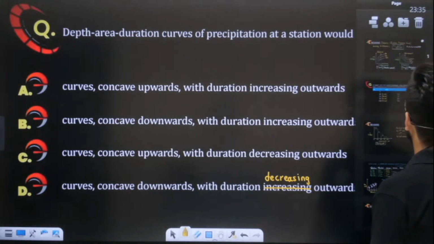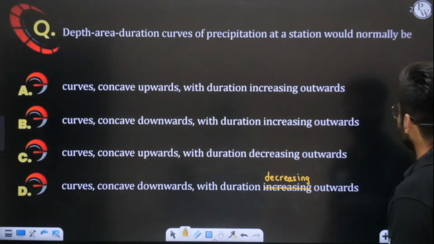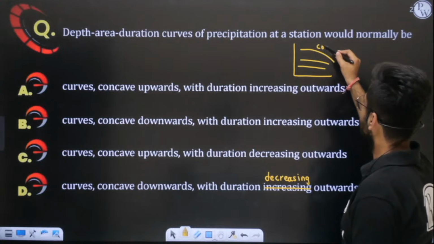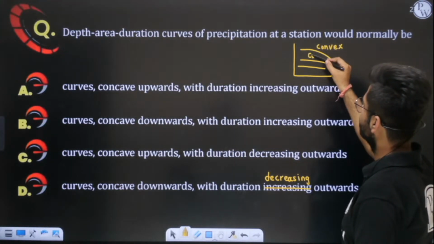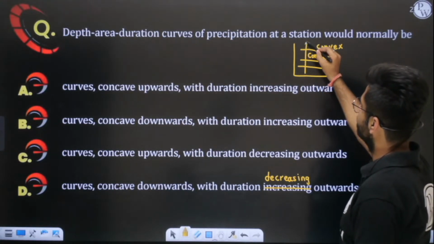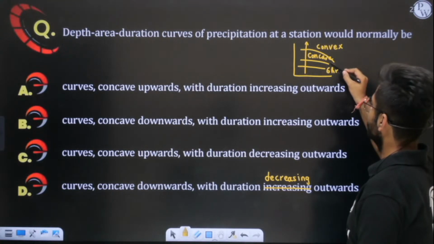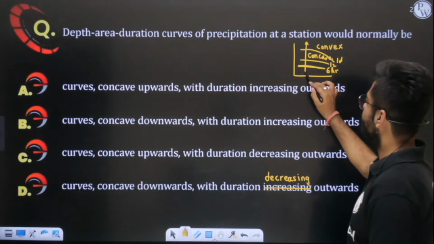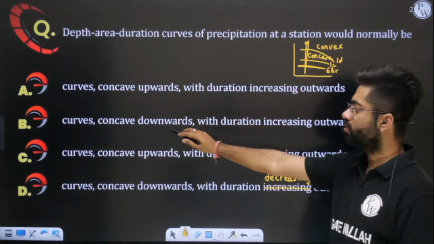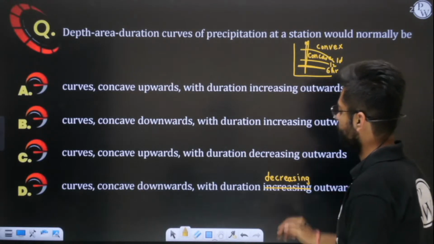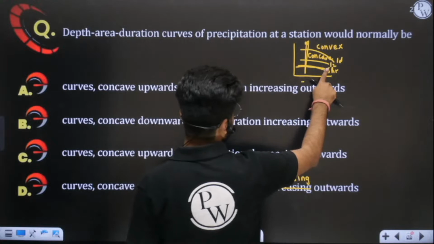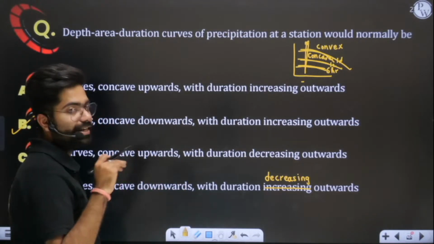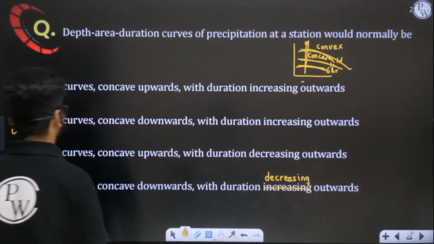I have told you about the DAD curve. Sorry, we have deleted that slide, but no issues. DAD curves are like this. From upwards they are convex and from downward they are concave. And one more thing, when we go outwards, duration increases. Here we have 6 hour, here 12 hour, here 1 day. I have already told you this in class when we discussed the DAD curve. So the curve is concave downwards, with duration increasing outwards. So the B option is correct here, not the C option.